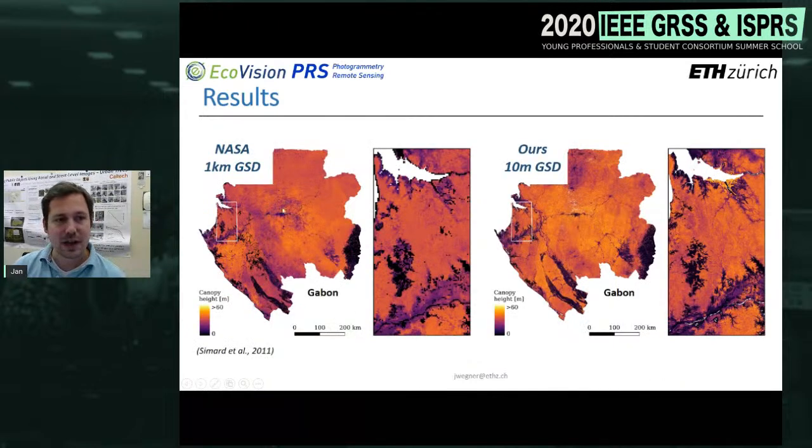So, some results visualized. This is a NASA map of Gabon from the paper by Lefsky in 2011, and color encodes vegetation height. And this is our map. NASA has a spatial resolution of 1 kilometer. We have a spatial resolution of 10 meters, so much, much better. And in this white box, this is a high resolution visualization. We can see that in our method, especially in this delta where we have a lot of mangroves, very high mangroves, up to 60 meters, we get all the fine-grained details very well, while this NASA model basically misses all of that.